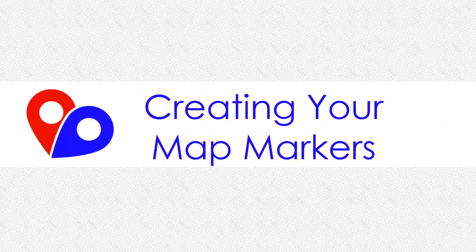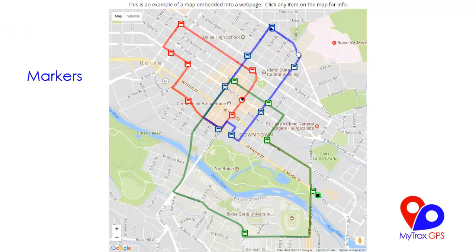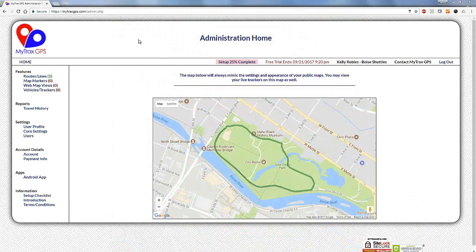Markers are icons you place on your MyTrax GPS map to indicate stops, landmarks, or other features you want to highlight to your customers. In this video, we'll walk you through creating and editing markers on your map. In our example, we've already created a line on our map, but you don't necessarily have to have a line in place before adding your markers.